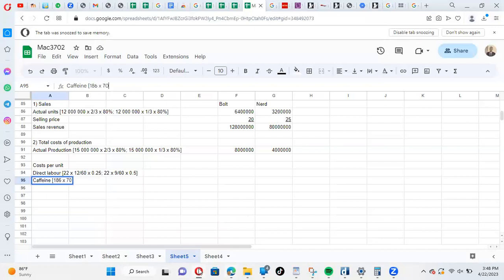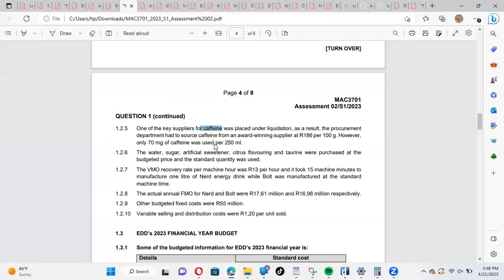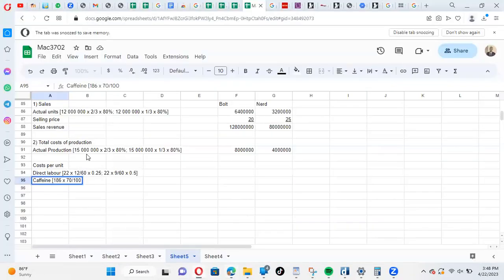186 times 70 divided by 100. Let's check if they haven't started that milligram story. It's a milligram, yes. No, it's a gram. It's a milligram. It's 100,000, divided by 100,000. Yes, that story has started now.